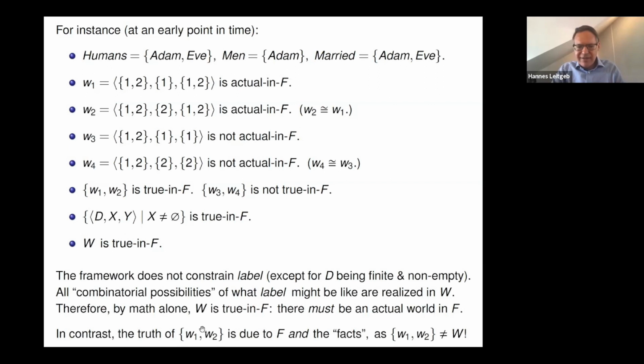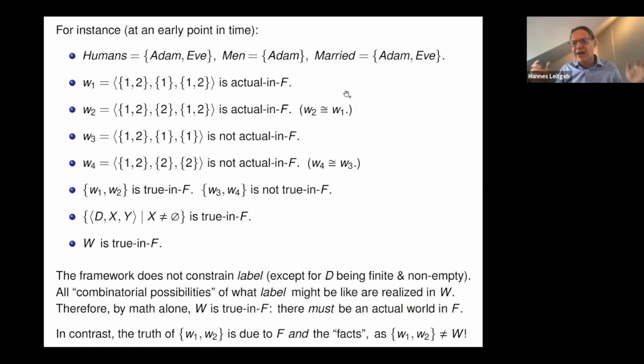In contrast, that the set W1, W2 is true, that's due to the framework and the facts, okay? Because W1, W2 does not include all possible worlds in the framework. That's to do with what the intended labeling structure is like. Okay, that it consists of two people at the time, and one of them is a man, and so on and so forth. Okay, so you get the idea.